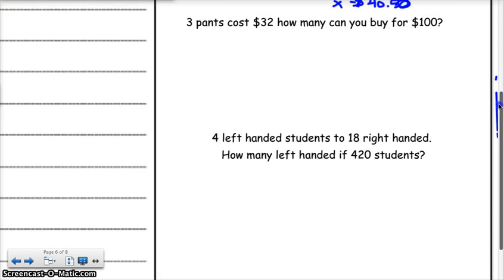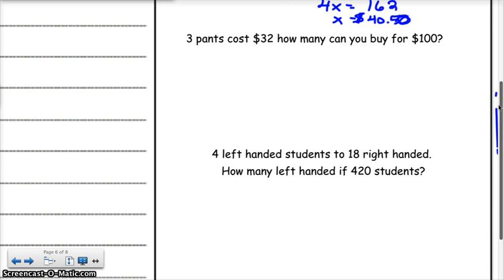Three pans cost $32. How many pans can you get for $100? Now, what's my relationship? What 2 things am I talking about? Dollars to pans. Dollars is to pans. Create my proportion. Three pans cost $32.